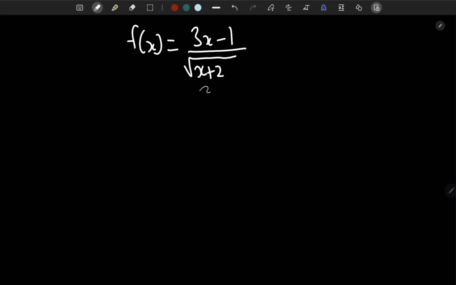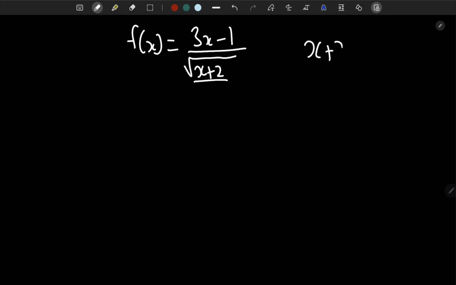So now what if you have a fraction and you have a radical in the denominator? So let's try an example. f of x is equal to 3x minus 1 over radical x plus 2. So we cannot have a 0 in the denominator and we cannot have a negative value in the radical. So these two conditions are there.